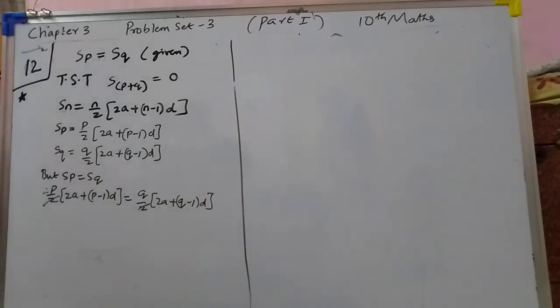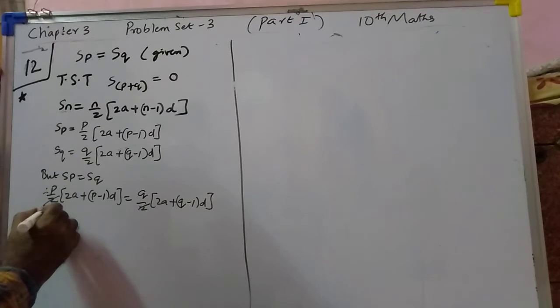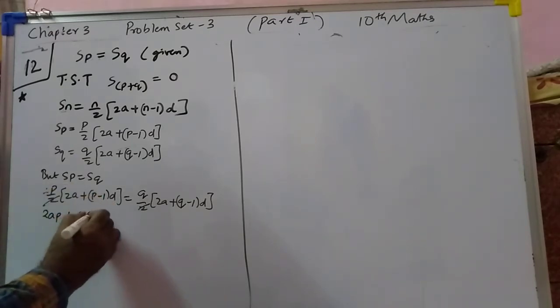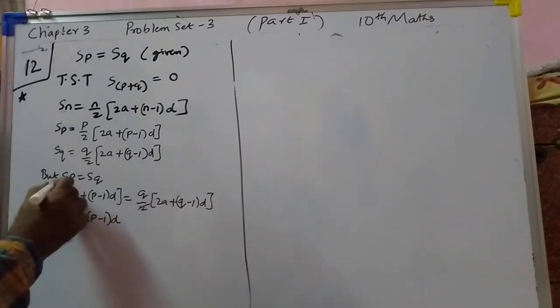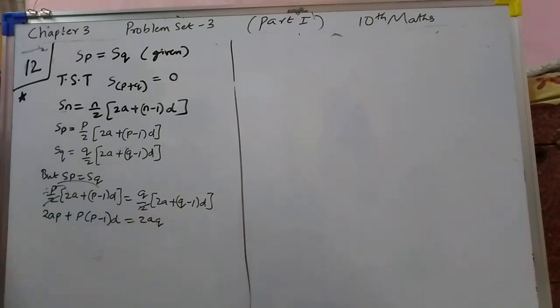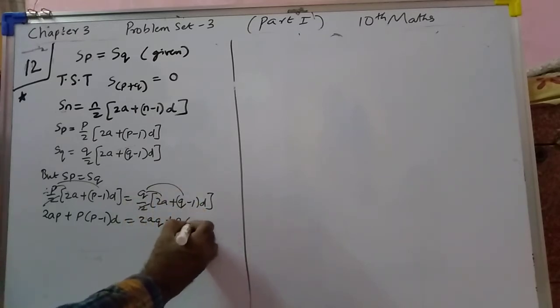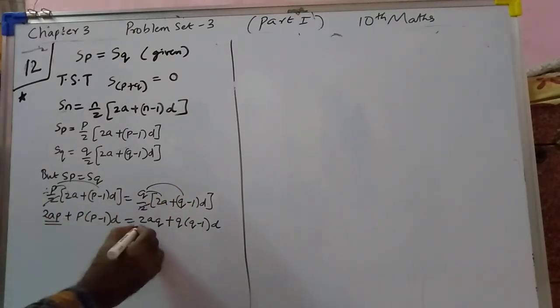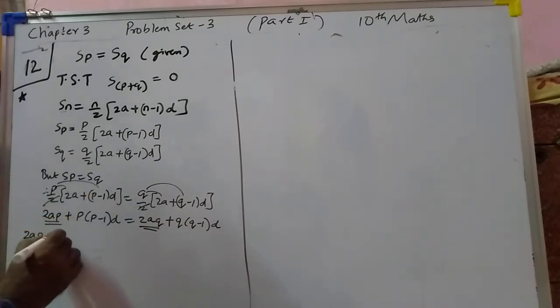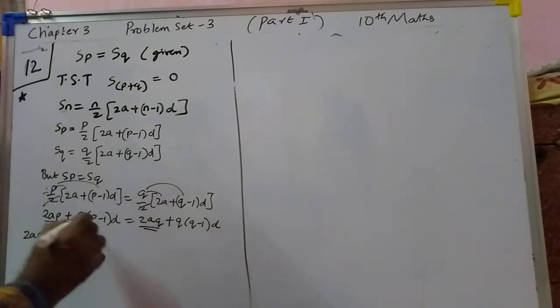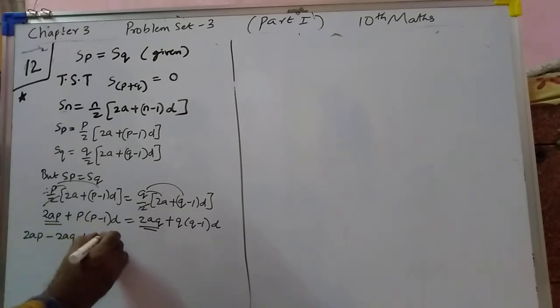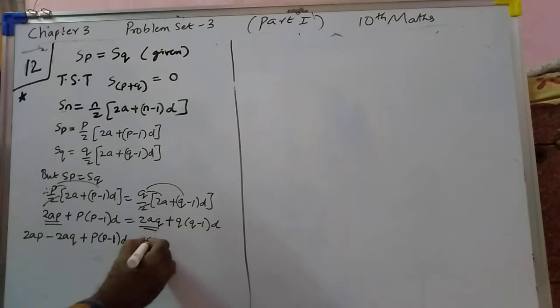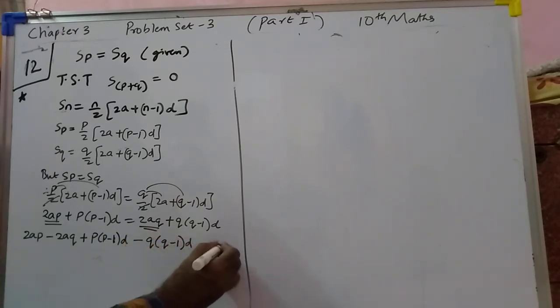The 2s cancel. Now take p inside: that becomes 2ap plus p into (p minus 1)d. Similarly on this side, 2aq, and take q inside, q into (q minus 1)d. Now take everything to one side and group it: 2ap minus 2aq plus p into (p minus 1)d minus q into (q minus 1)d is equal to 0.